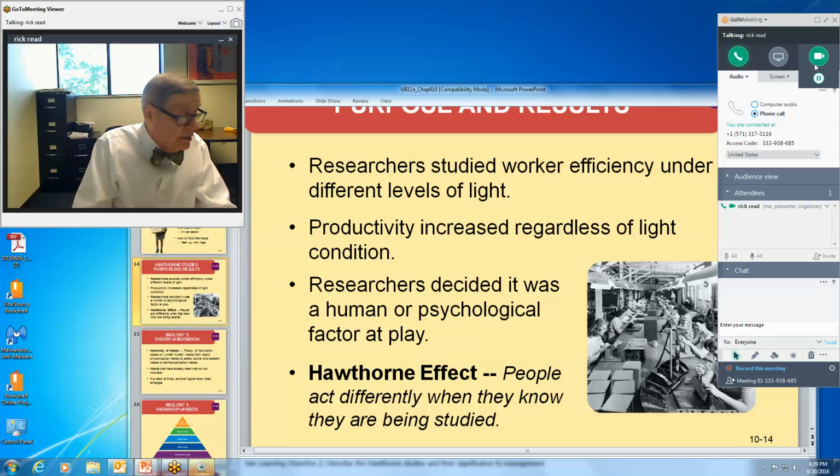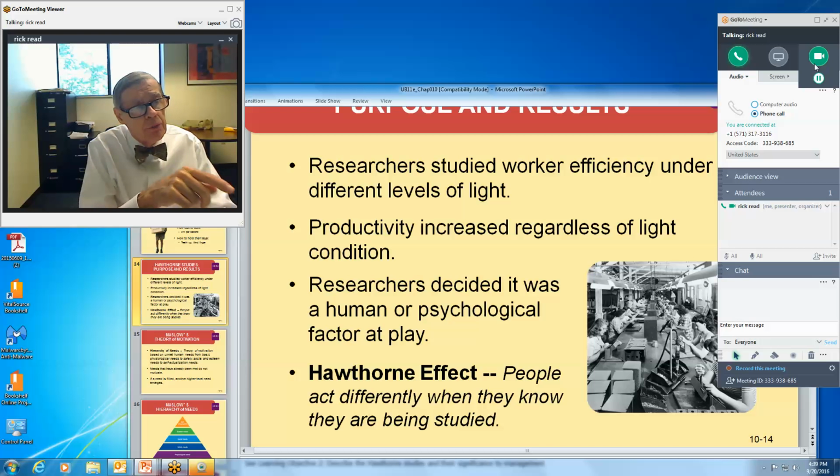So you'll see this Mayo or Hawthorne studies listed. Actually it was conducted at the Western Electric plant. Western Electric was the research arm of AT&T. And so what they wanted to do here was they wanted to see how workers performed under various conditions, and one being the levels of light. Now, there were other experiments besides the one we're going to talk about here.